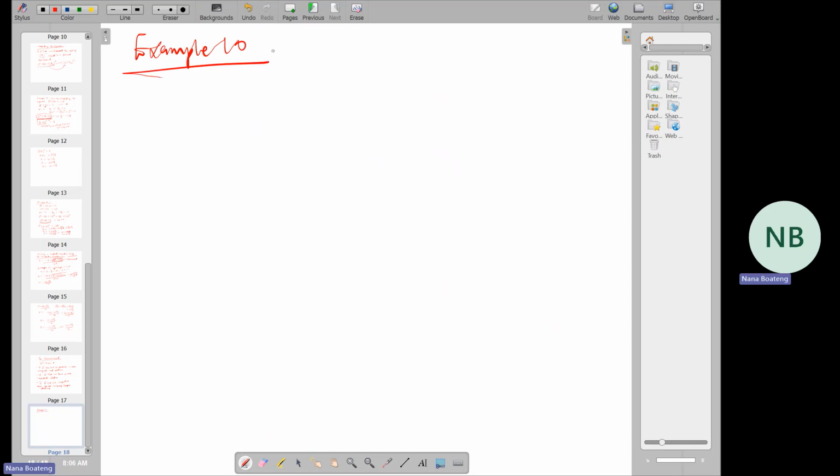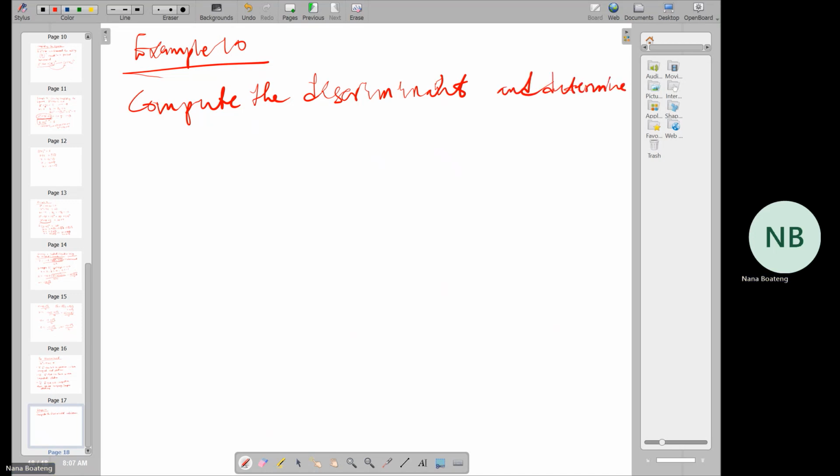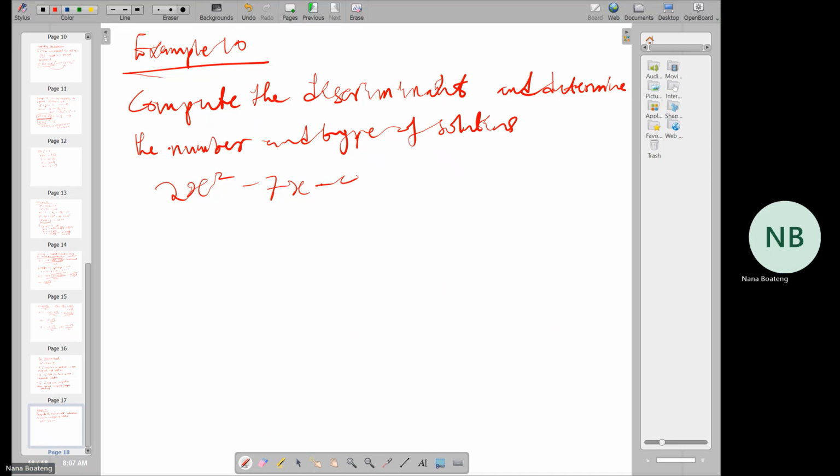All right, so for example, example 10: compute the discriminant and determine the number and type of solutions of this quadratic equation, 2x squared minus 7x minus 4 is equal to 0.